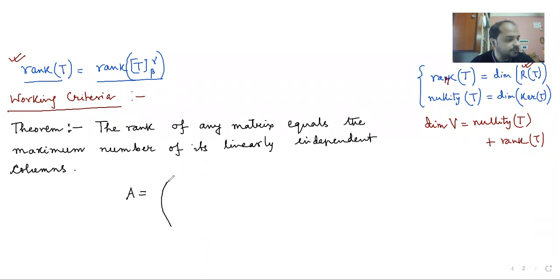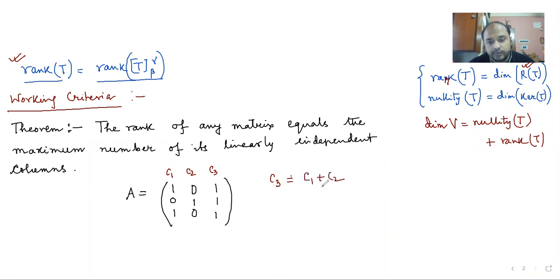A is equal to the matrix with rows 1 0 1, and 0 1 1, and so on. Suppose this is a matrix representation corresponding to a linear transformation, and if you carefully observe this particular matrix, suppose this is my column 1, this is my column 2 and this is my column 3. You can observe that column 3 can be obtained if we add column 1 and column 2. So column 3 can be expressed as a linear combination with scalars, 1 into C1 plus 1 into C2. Okay.